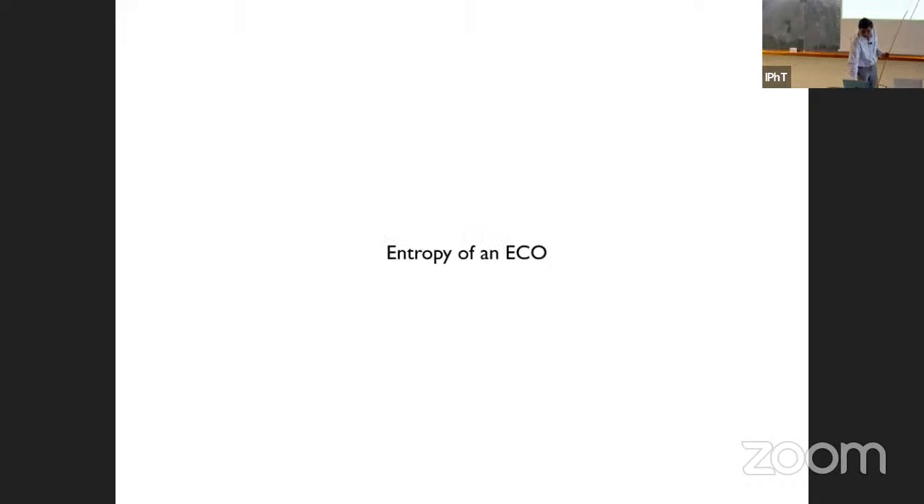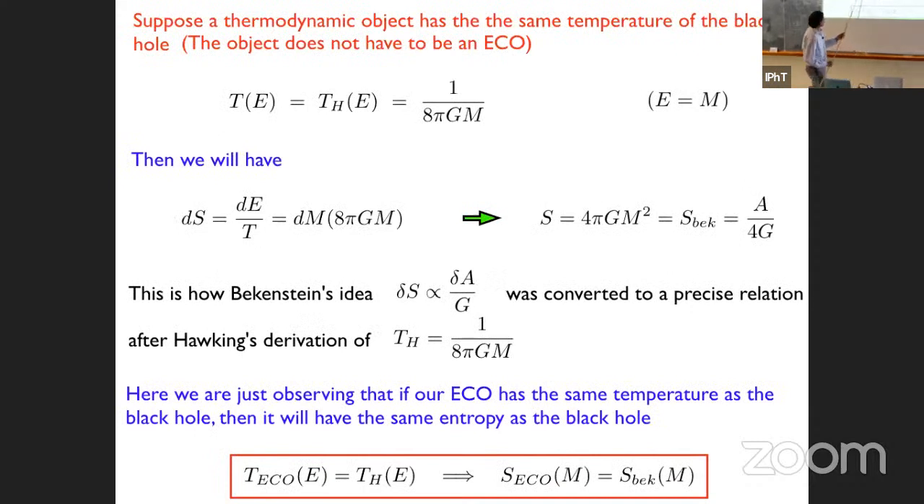Okay, so given this, we can now start looking at the entropy, the radiation, and the temperature. Now we have defined what our extremely compact object is, and let's see what we can learn. Let's first talk about the entropy. This is rather straightforward given what I'm going to assume for the moment, and then we'll prove the assumption later. Suppose you have a thermodynamic object that has the same temperature as the black hole. That temperature as a function of energy is the same as the Hawking temperature as a function of energy, which was given by 1 over 8 pi G M. If the temperature function was the same, then of course you can just get the entropy from there, dE over T. The temperature of the Hawking thing is this. So now the ECO also has this temperature. You integrate that, you get S equal to this, and you get the Bekenstein answer.